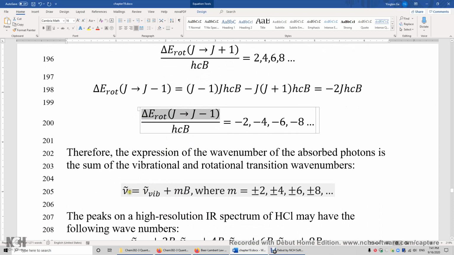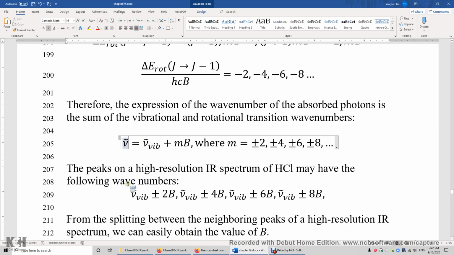So now let's look at this formula. This is the wave number of the photon. This is the wave number corresponding to the harmonic oscillator. And this gives you the rotational energy change in wave numbers. If you multiply this by hc, you get the energy of the rotational excitation or de-excitation. If you multiply this by hc, you'll get the vibrational energy. If you multiply this by hc, you'll get the energy of the photon.